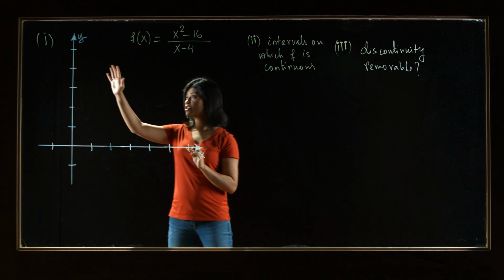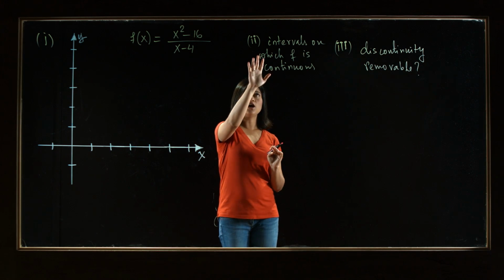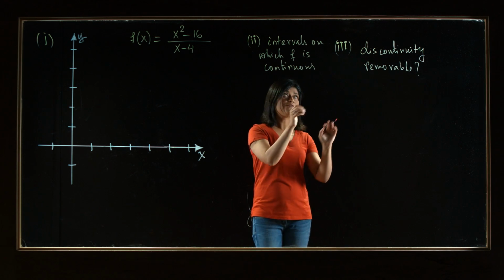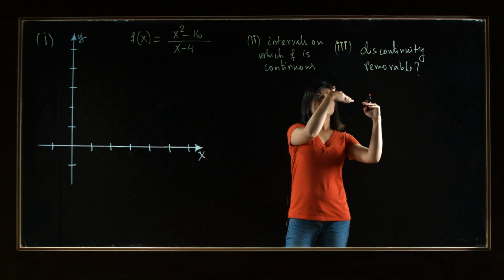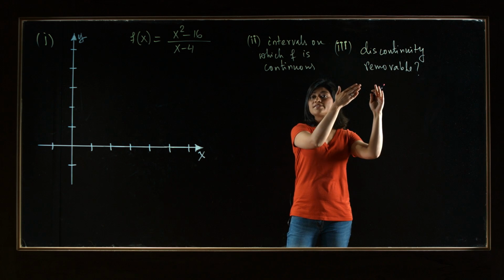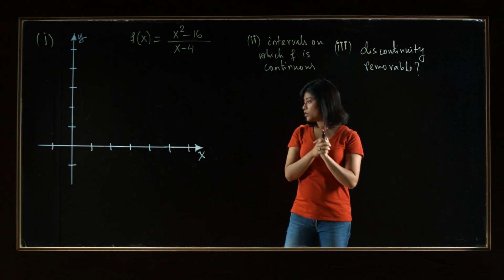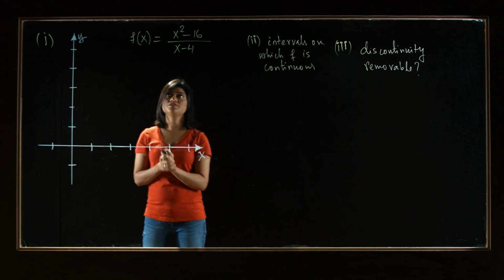We have to first sketch the graph of this function. Then we have to figure out on which intervals the function is continuous. And finally, we will be discussing the discontinuity of the function, if there is any, and whether that discontinuity can be removed or not. So let's start by sketching the graph of this function.